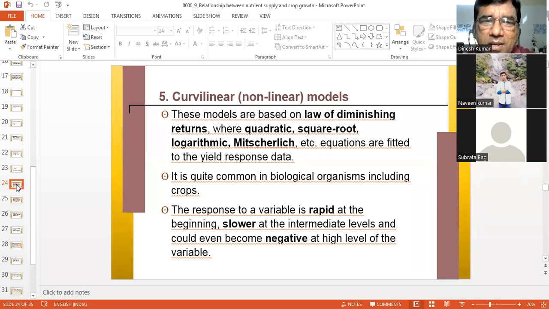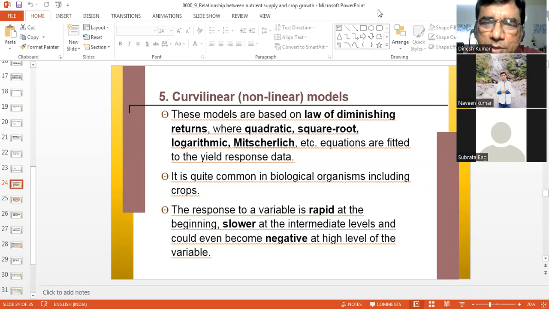Is it true? Did I teach you these curvilinear relationship models, optimum dose of fertilizer, in principles of crop production? Is there any single person present? Yes, sir. Okay. Very nice. So did I teach you these curvilinear models or optimum dose of fertilizer in principles of crop production? Yes, sir. So no problem.